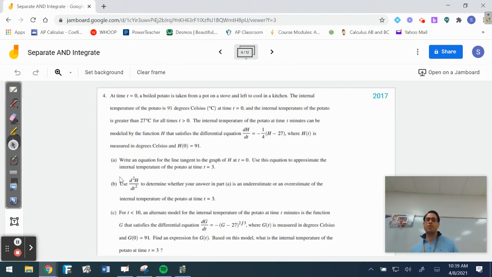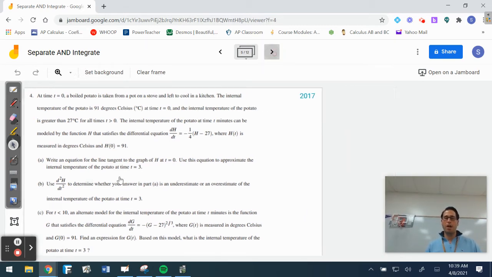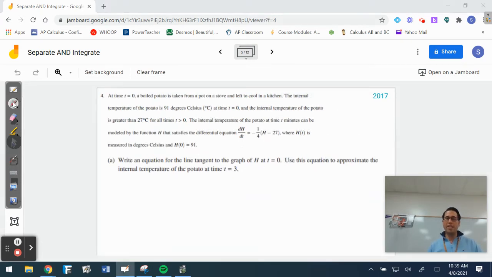The internal temperature of the potato at time t minutes can be modeled by this differential equation, where h of t is measured in degrees Celsius. And there they go. They very nicely wrote the initial condition as h of 0 equals 91. All right, part A, write an equation of a tangent line. Isn't that also on 2018? So I better know when it says write the equation of a tangent line, that better be my first step. And they say to do it for h at t equals 0.